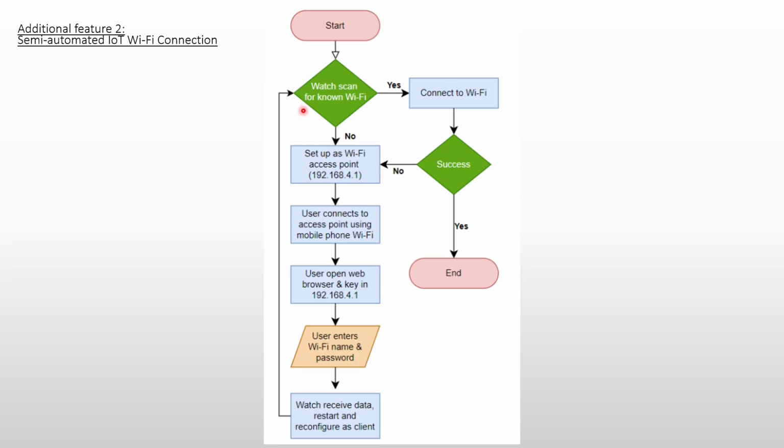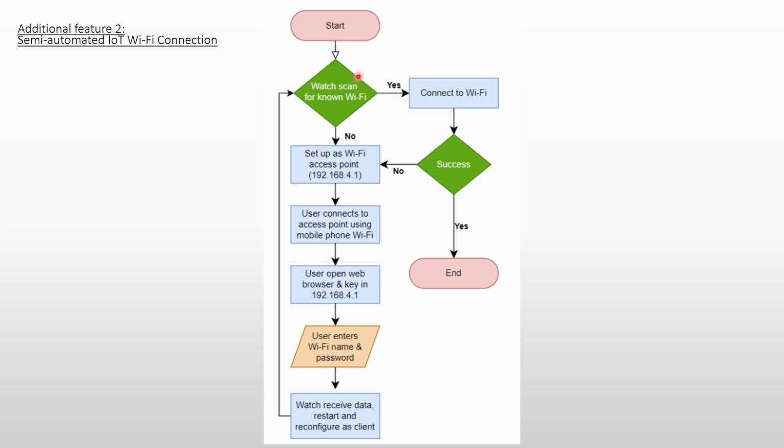If the F5 Plus did not scan any known Wi-Fi, it will set itself up as an access point, and the user needs to connect to the access point using the desktop or mobile phone Wi-Fi feature. After the user has connected to the access point, the user needs to key in 192.168.4.1 in their web browser. After opening the web browser, the user needs to key in their Wi-Fi name and also password. After the user has keyed in their Wi-Fi name and password, the F5 Plus will send the received data and restart itself as a client.